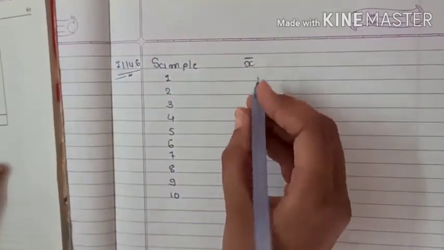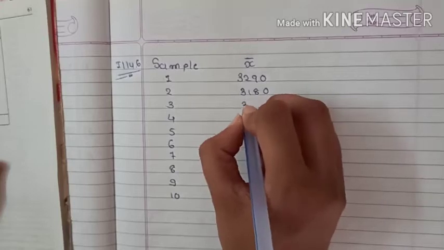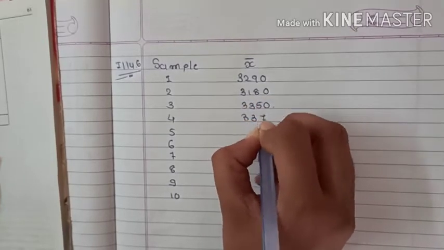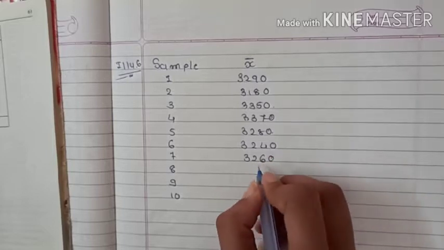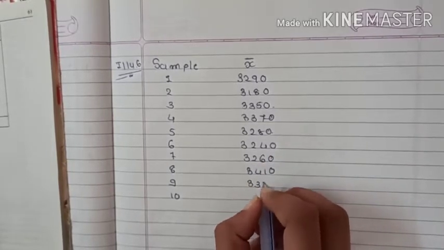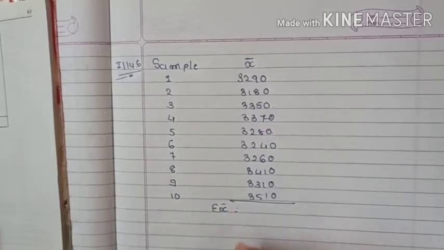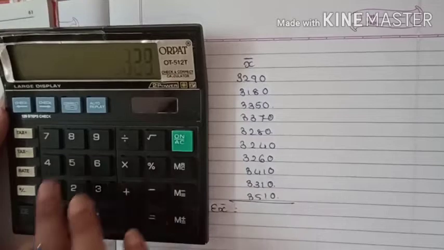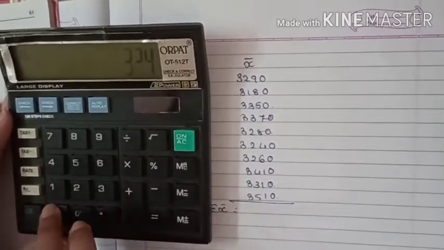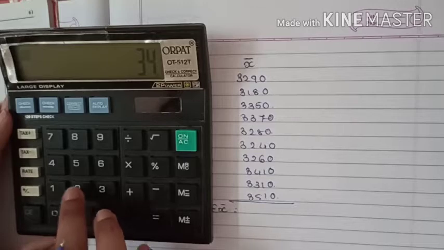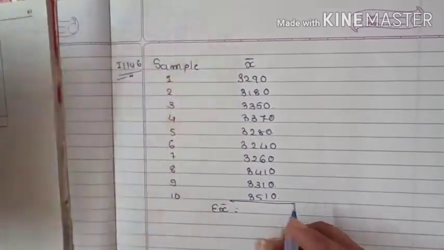So it's directly given. 3029, 3180, 3350, 3370, 3280, 3240, 3260, 3410, 3310 and 3510. Let's total sigma X bar. Total of it is 33,200.